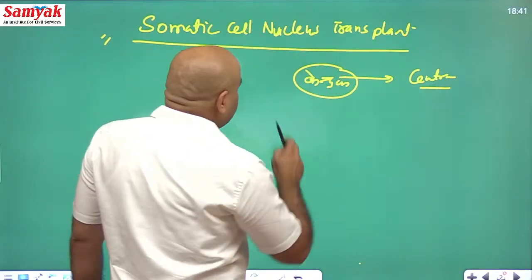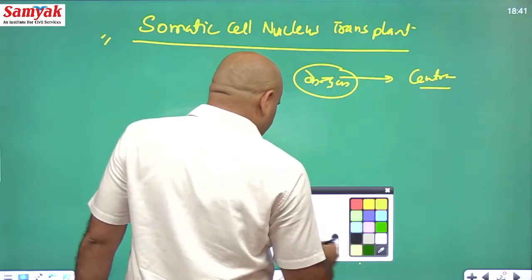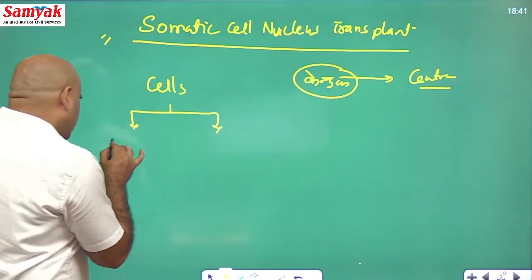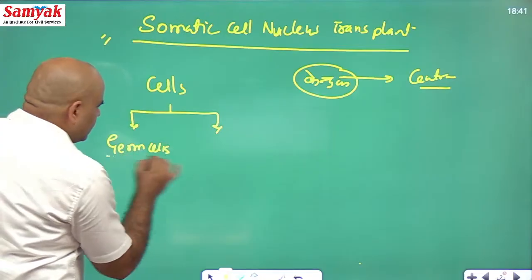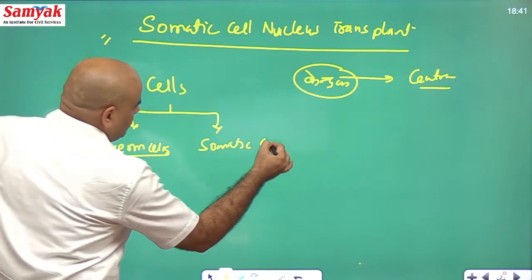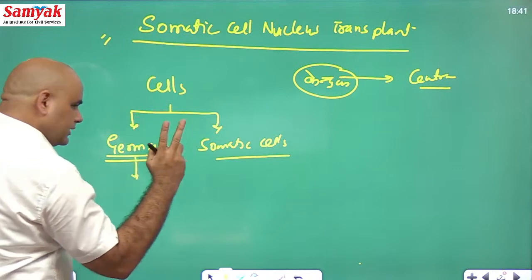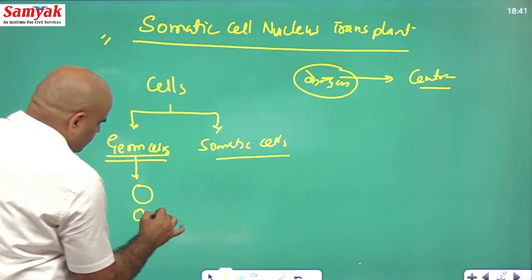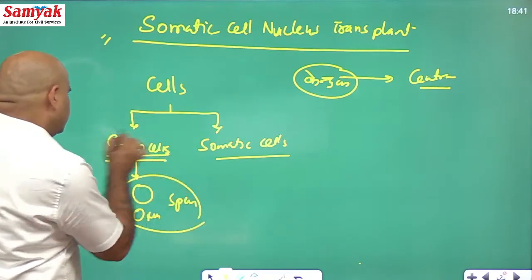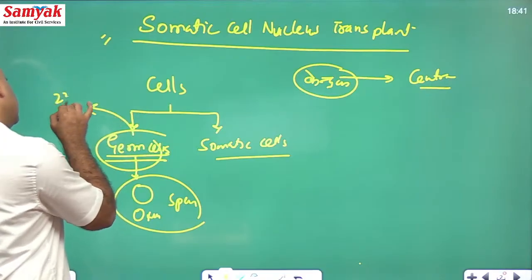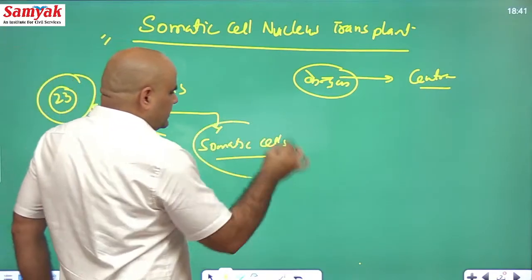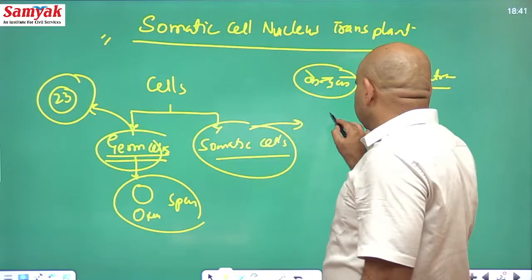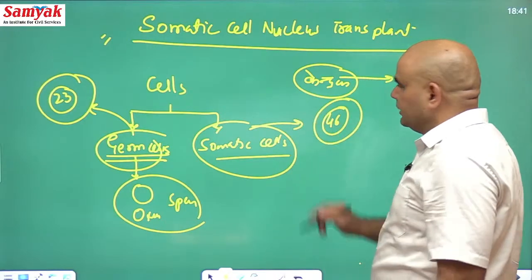So why is this concept important from the point of view of revision classes? See, there are two types of cells in the body: germ cells and somatic cells. Germ cells, only two cells are examples of germ cells: ovum and sperm. Germ cells have a nucleus with 23 chromosomes, and all the other cells of our body are named somatic cells. Somatic cells contain 46 chromosomes in the nucleus.